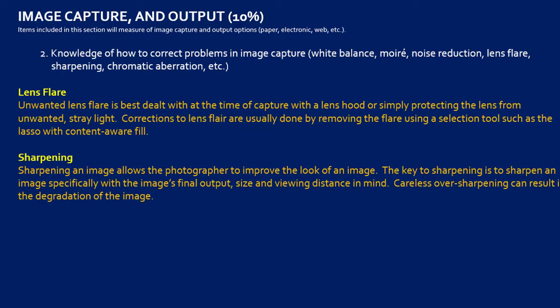Unwanted lens flare is best dealt with at the time of capture by the use of a lens hood or by simply protecting the lens from unwanted stray light. Correction to lens flare can also be done in post-production by use of the lasso tool and using content-aware fill, but it's easier to just take care of it at the time of capture with a lens hood.